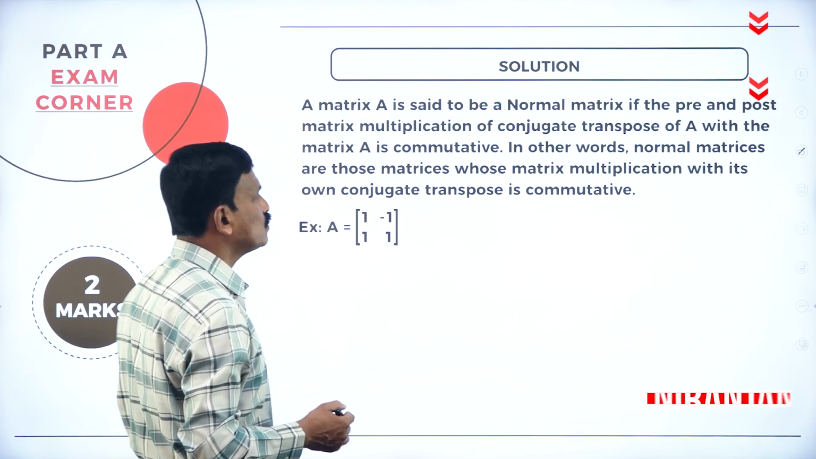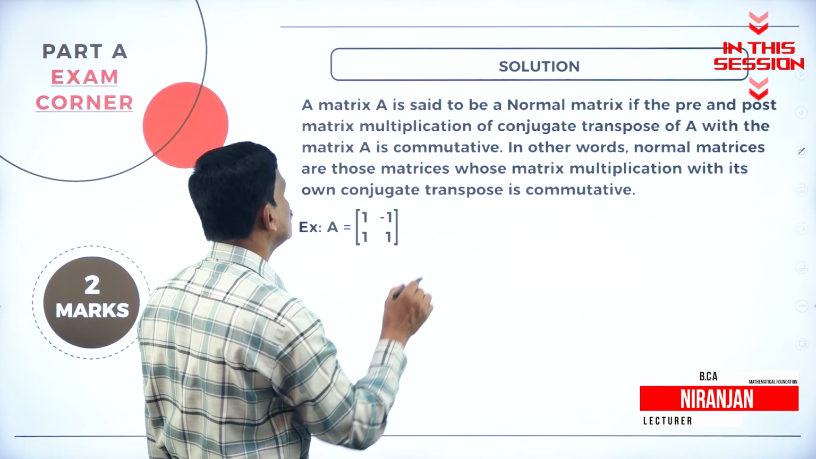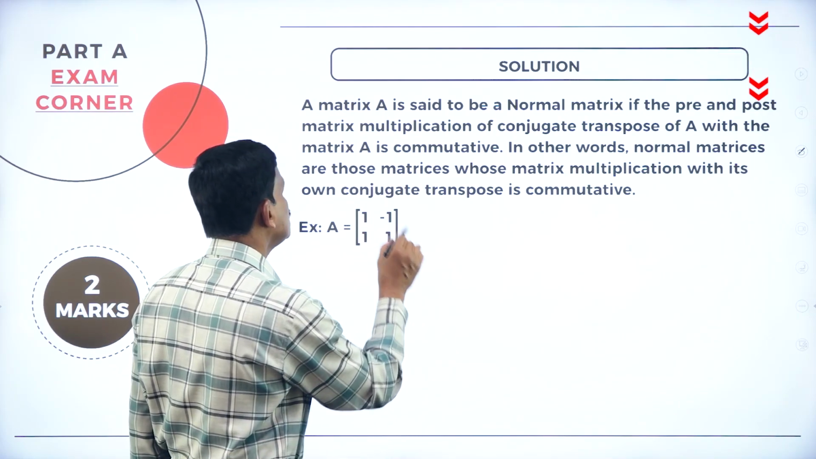A matrix is said to be a normal matrix if pre and post matrix multiplication of the conjugate transpose of A with the matrix A is commutative.